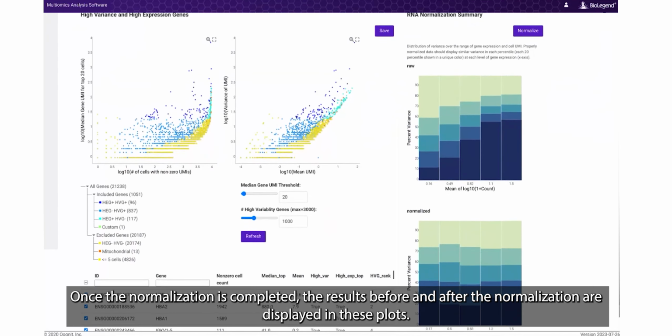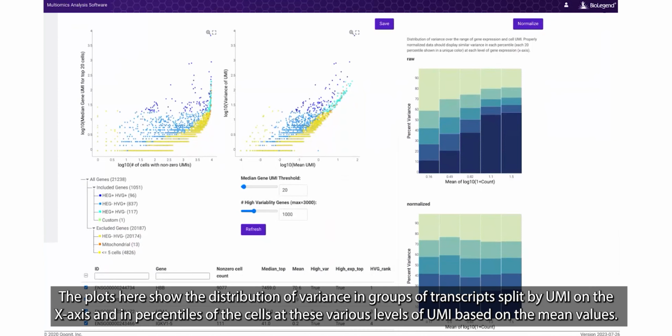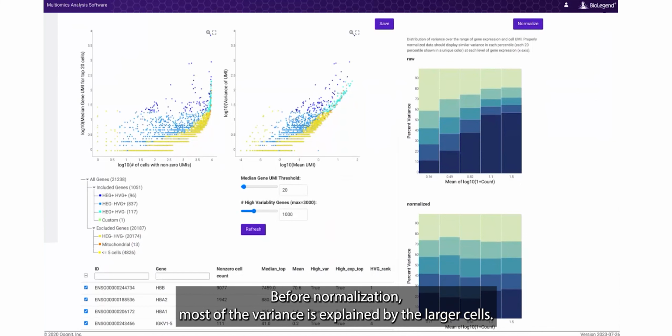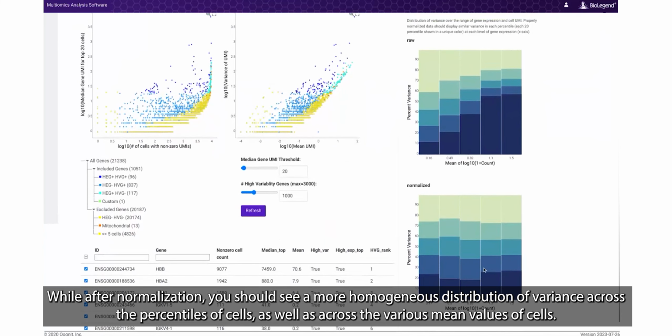Once the normalization is completed, the results before and after the normalization are displayed in these plots. The plots here show the distribution of variance in groups of transcripts split by UMI on the x-axis and in percentiles of cells at these various levels of UMI based on the mean values. Before normalization, most of the variance is explained by the larger cells, while after normalization, you should see a more homogeneous distribution of variance across the percentiles of cells as well as across the various mean values of cells.